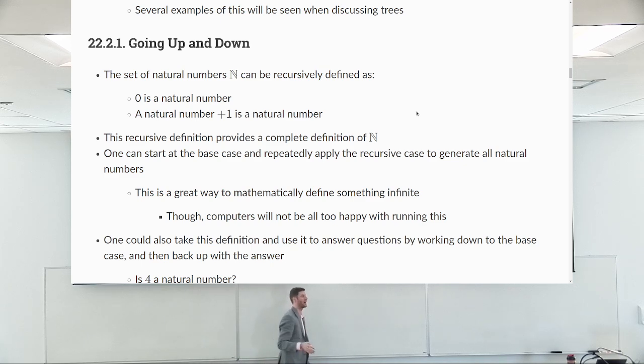Or we could go down by starting with some arbitrary number and work our way down to the base case. Is 5 a natural number? Well, I don't know. Is 3? Because if 3 is, 5, sorry, it's 4. Because if 4 is, 5 is. And then if 3 is, 4 is, and so on.